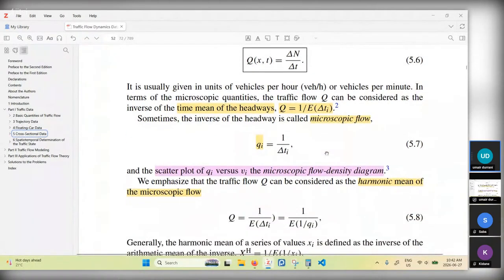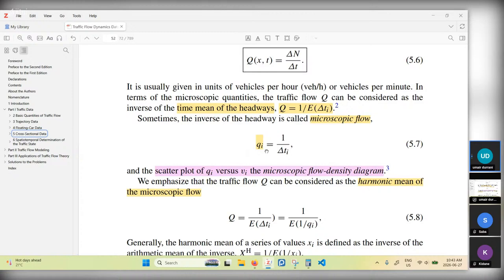And so here now they define a new thing for us, which is microscopic flow. If the traffic flow is equivalent to the reciprocal of the average of the time headways, then an individual time headway is also correlated to an individual flow, which they term microscopic flow. So Qi, microscopic flow, is equal to 1 divided by the time headway. And here i represents a vehicle.